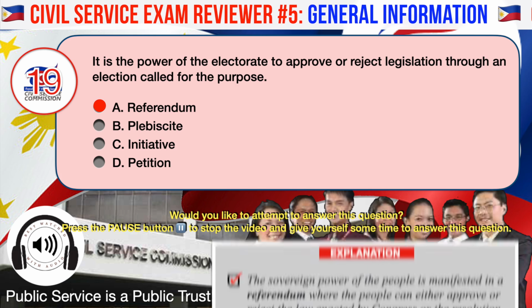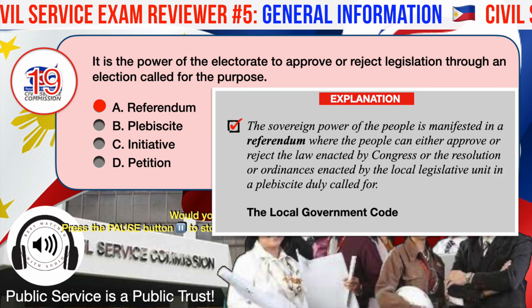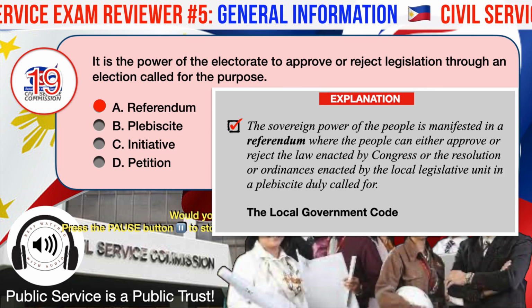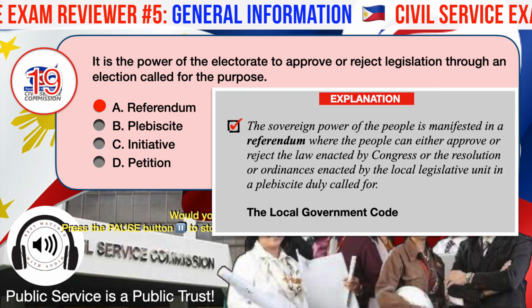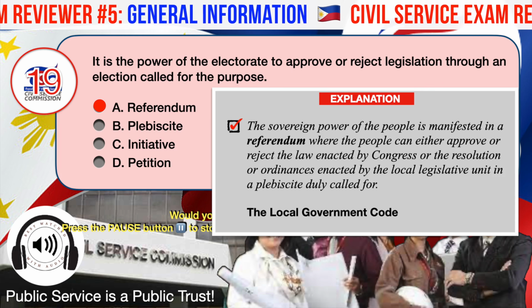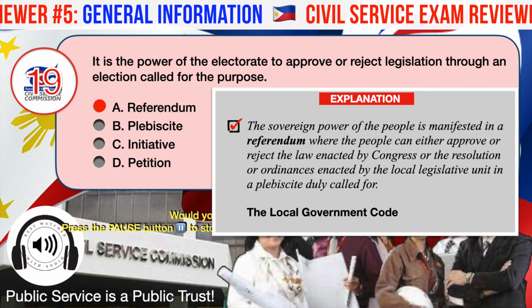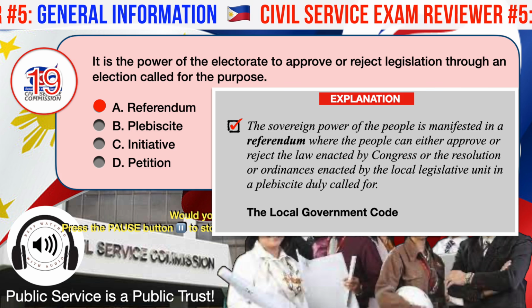Referendum. Under the Local Government Code, the sovereign power of the people is manifested in a referendum where the people can either approve or reject the law enacted by Congress, or the resolution or ordinances enacted by the local legislative unit in a plebiscite duly called for.